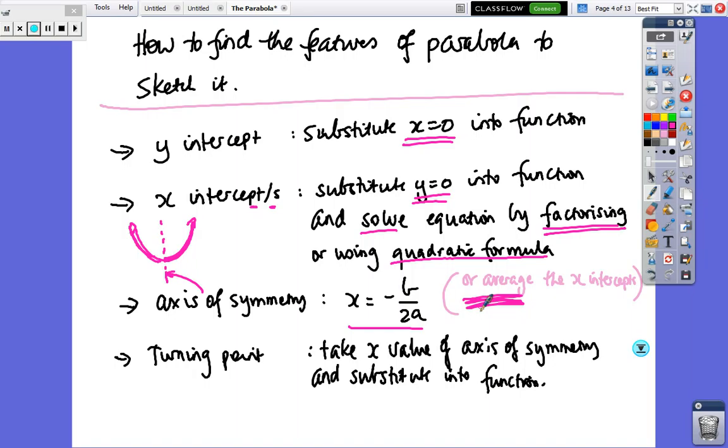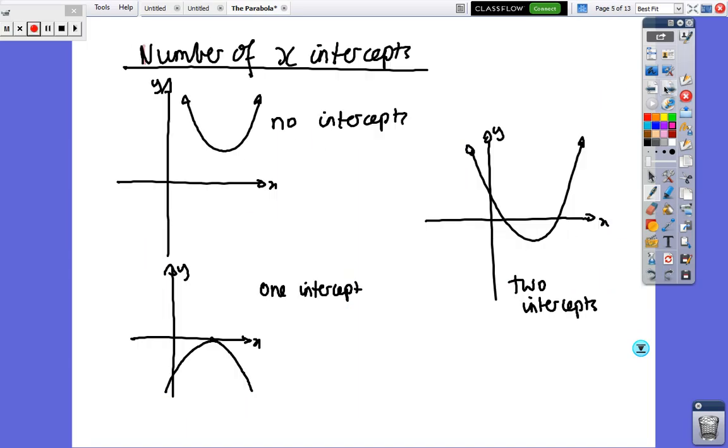But you can't use the axis of symmetry by averaging when you have no x-intercepts. You can't average the x-intercepts when you have none. So this formula is useful. You can use it all the time. And to get the turning point, and the turning point is the x value and the y value, because it's a point. The x value is the axis of symmetry, and then you substitute into the function, and that will give you the y value. Okay, so when you're ready, come across to the next slide.